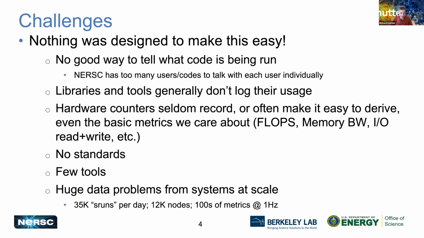There are really no standards in this area. There are very few tools that I know of. And it can be a huge data problem for systems at scale. So I just picked a random day in January and saw we had 35,000 SRUNs. If you know Slurm, you know what that is. It's an execution of something per day. We have 12,000 nodes. We have hundreds of metrics that could be collected and are being collected. And doing that at a hertz on every node quickly becomes a huge amount of data.